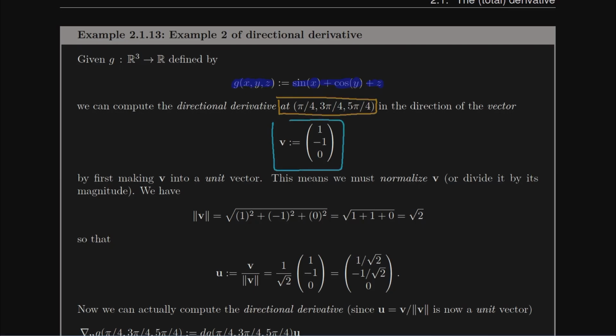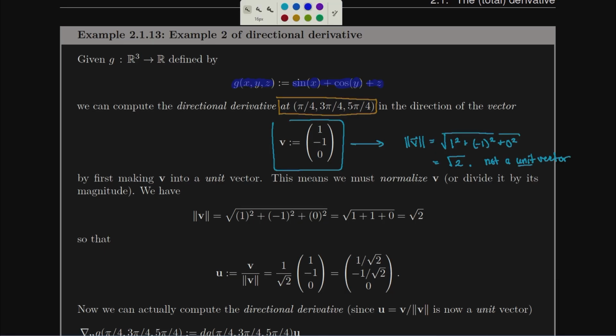Now it turns out in this case, we do have an extra piece of work we have to go through, because if we check really quick, what is the magnitude of this vector v? Well, we get the square root of 1 squared plus negative 1 squared plus 0 squared. We see that the magnitude of v is the square root of 2, which means it's not a unit vector. No worries if it's not a unit vector, we can convert it into a unit vector. But to get the directional derivative, we will need a unit vector, not just any vector as our input. So we'll have to go through a little bit of work to convert this to a unit vector.